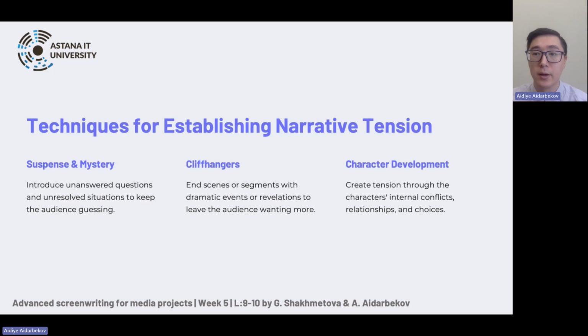And character development, for sure. Each time we discuss it, it's important to create compelling characters, so we will be able to create tension through the characters, their internal conflicts, their relationships, and their choices. So basically, again, through our main character and secondary characters, we can show this interesting plot structure, and our audience will be engaging more and more through these characters.